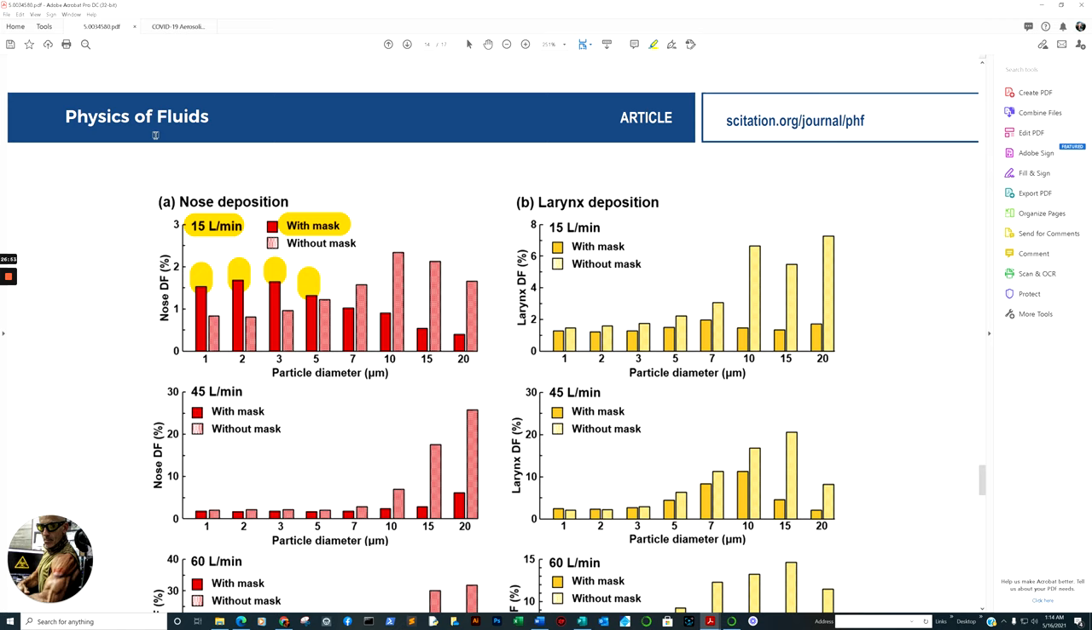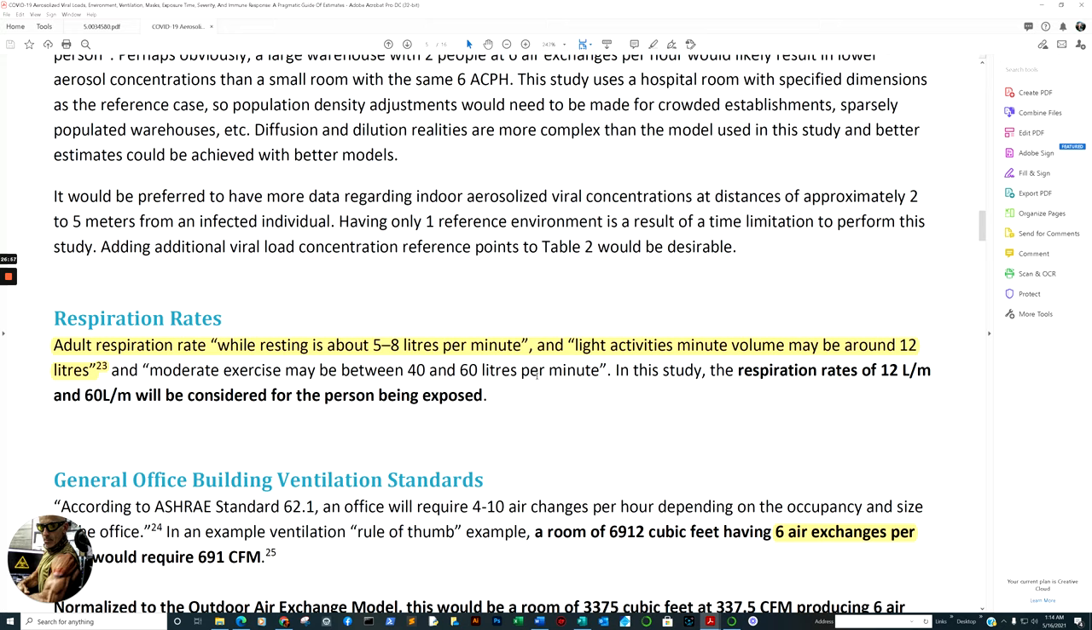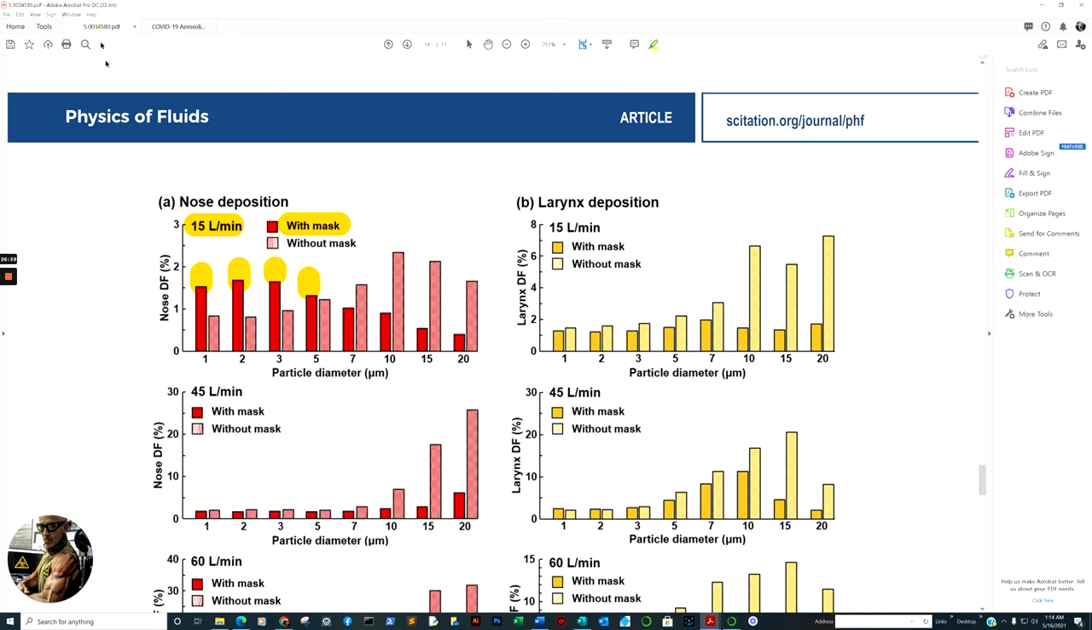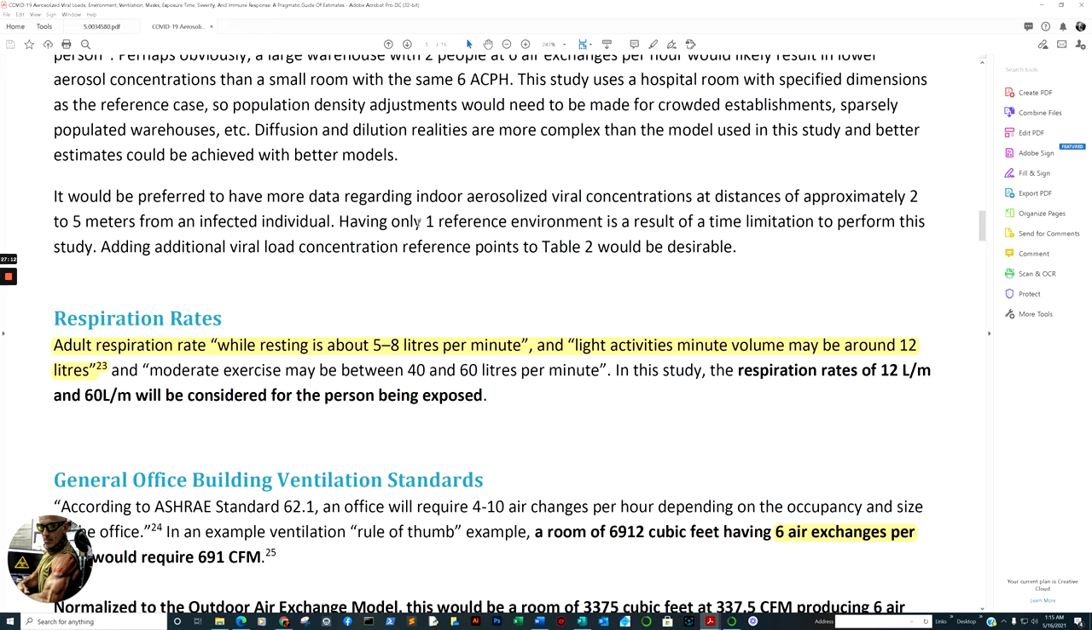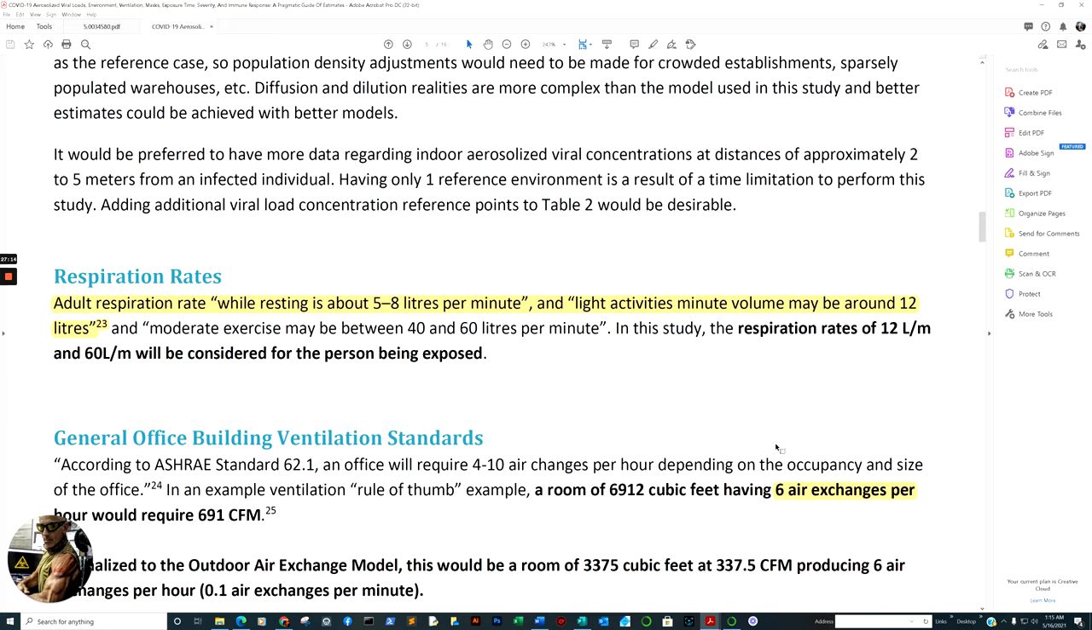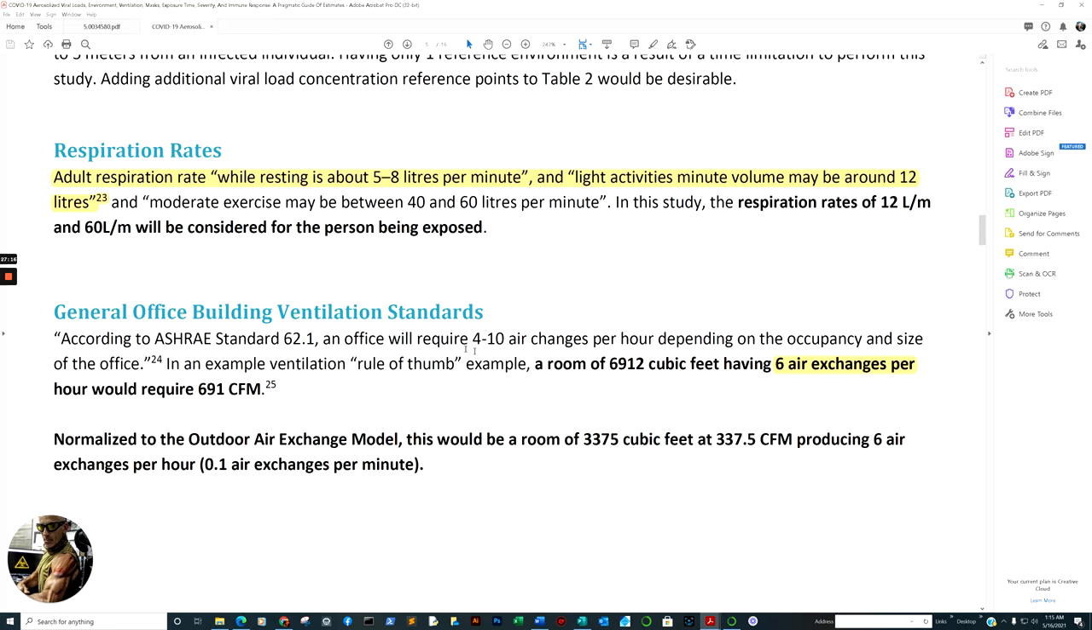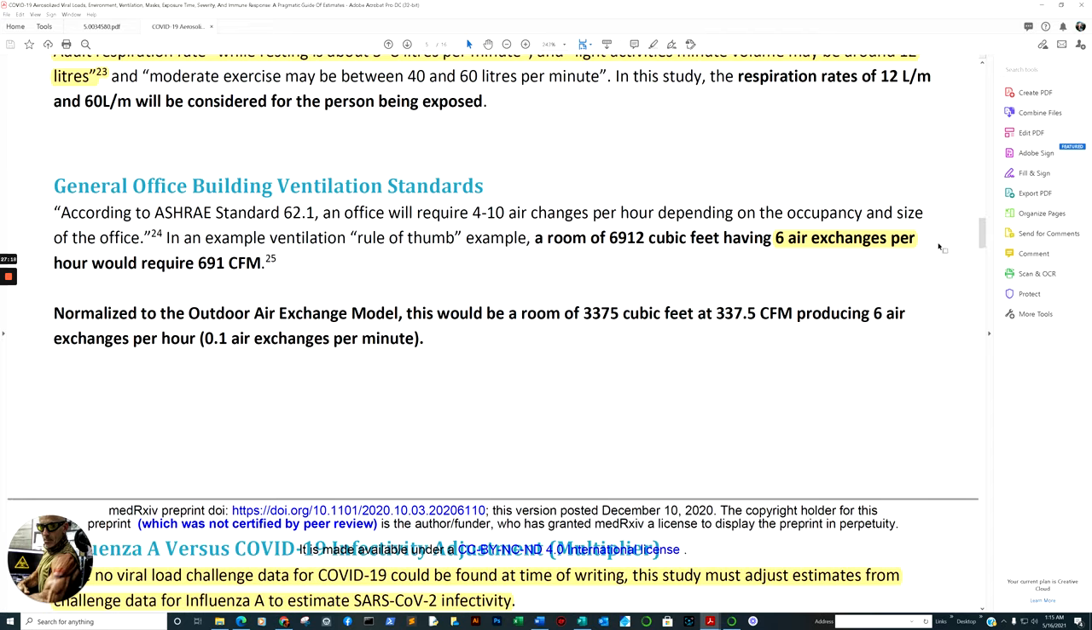15 liters a minute. We're going to come back to the physics of fluid in a second. I just want you to focus on this: 5 to 8 liters a minute while a person's resting. If the breath of an individual is below 15 liters a minute, that's what happens in the mask if the virus is below 5 microns. So we'll come back to that in a second. 6 air exchanges per minute. You're going to see that quite a bit as we review the data, so I just want you to focus on that if you see something like AC with 6.